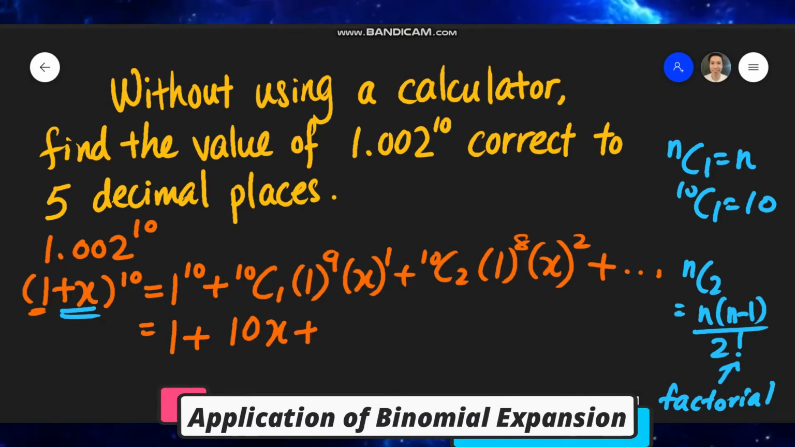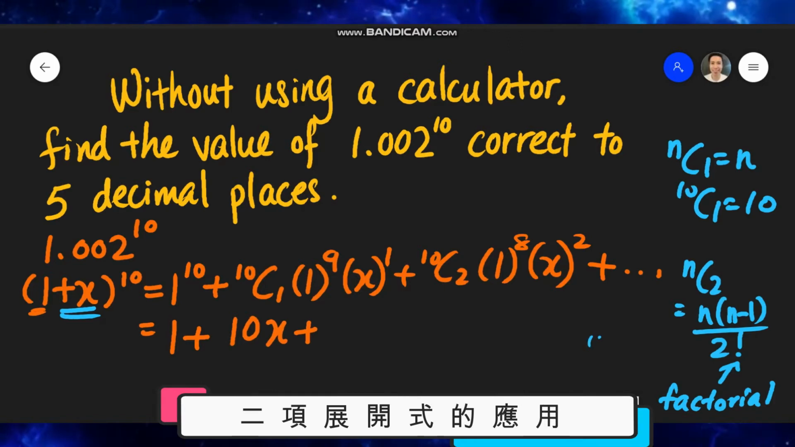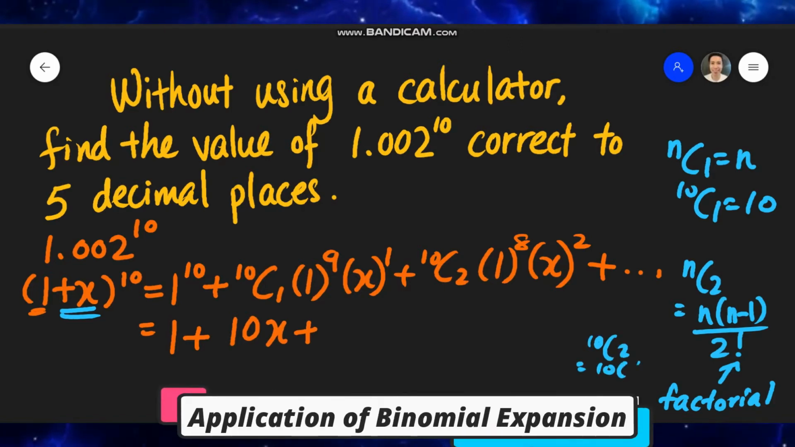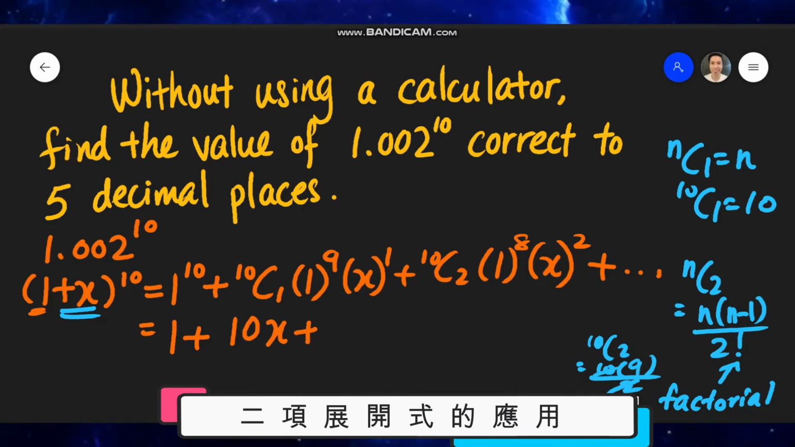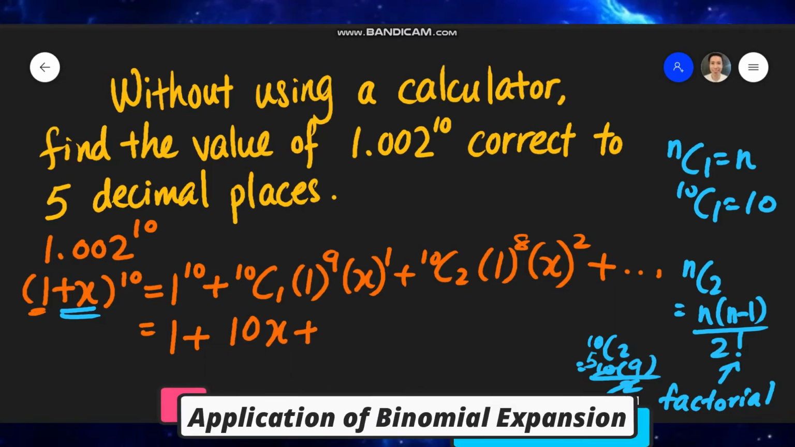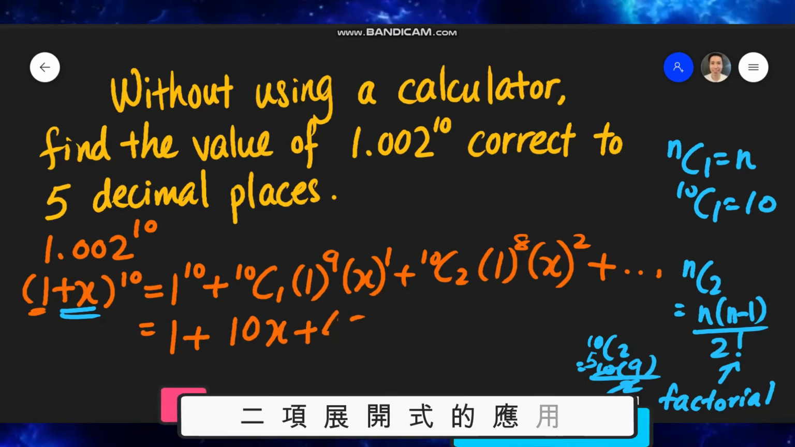So hence we may put in the value for 10C2. Here 10C2 is equal to 10 times (10 minus 1, which is 9) over 2 factorial, as I mentioned just now. 2 factorial is 2, right? So we can cancel the 2 and 10 here, and we get 5. So 5 times 9 will give us 45. 45 times 1 will give us 45 as well. So we have 45x squared, right? And plus dot dot dot.